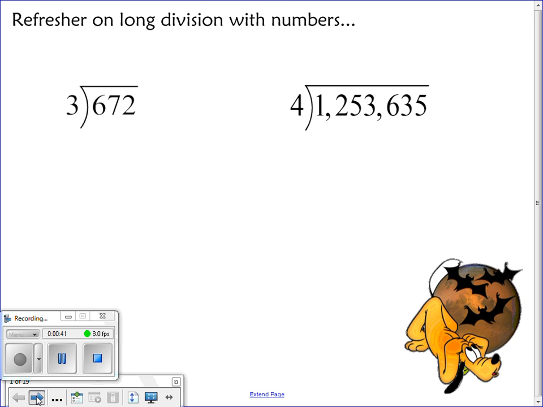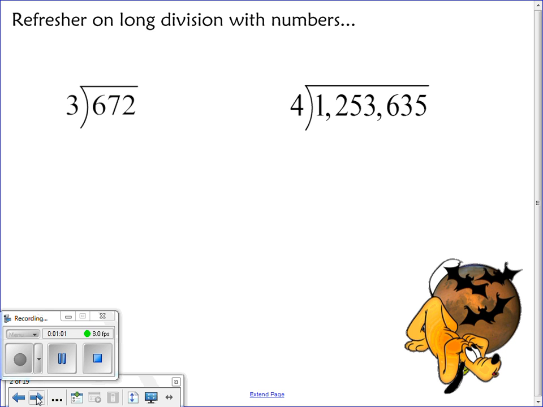All right, so here we go. We're going to learn long division today. But before I teach you long division with polynomials, maybe we should review regular numbers. I'm going to go through this process-wise, so you can learn the process. That way we can apply it to everything else.